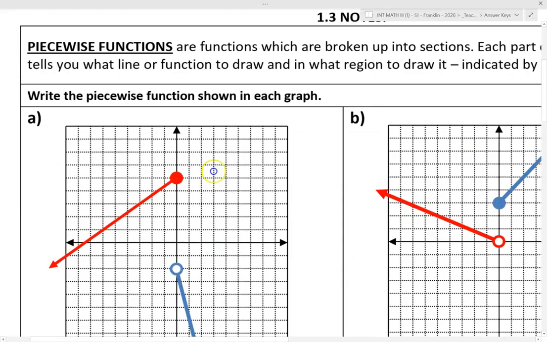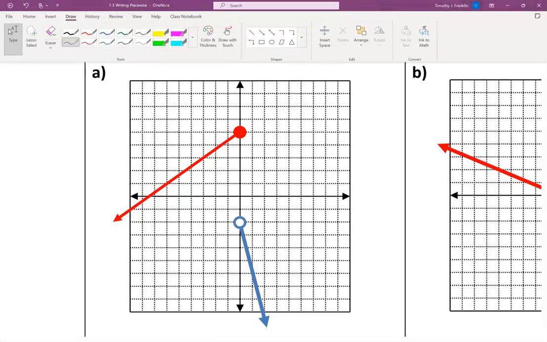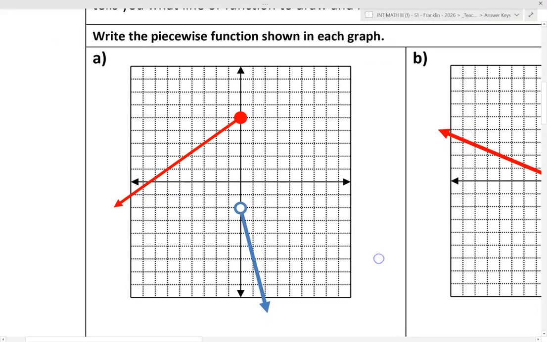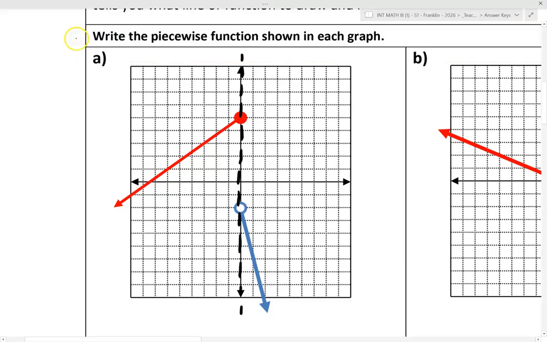So if we look at the first one, essentially what we're going to do is look at each piece of the function, decide what that equation should look like, and then we can put together the actual total piecewise function. First, look for the point or the line where the graph changes. You can see here on this one, it's this line right in the middle, the y-axis. And so we know that that is the line where x is equal to 0.